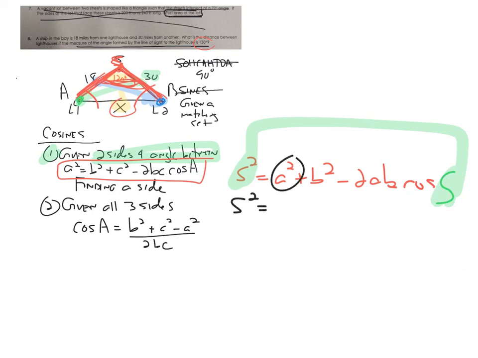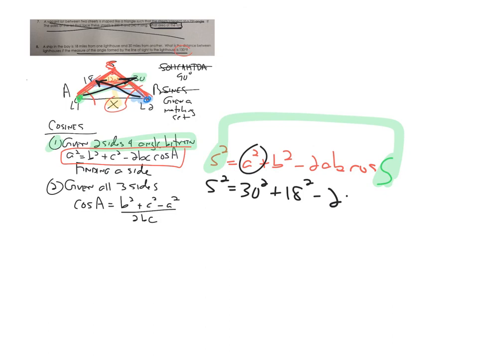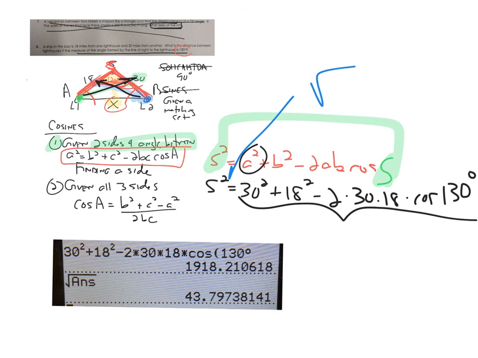So here I have S squared equals A squared, so that's 30 squared, plus B squared, that's 18 squared, minus 2 times A times B, 2 times 30 times 18, times the cosine of angle S, so the cosine of 130 degrees. So here I'm going to enter this entire side into my calculator, and since this is S squared, I'll then take the square root of that answer. So here it looks like that distance between the lighthouses is going to be 43.8.